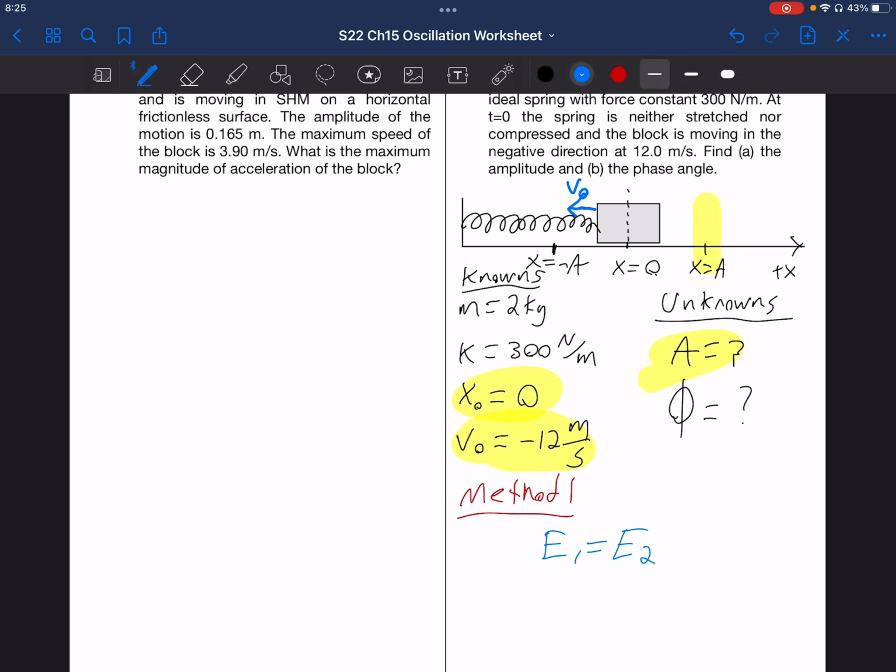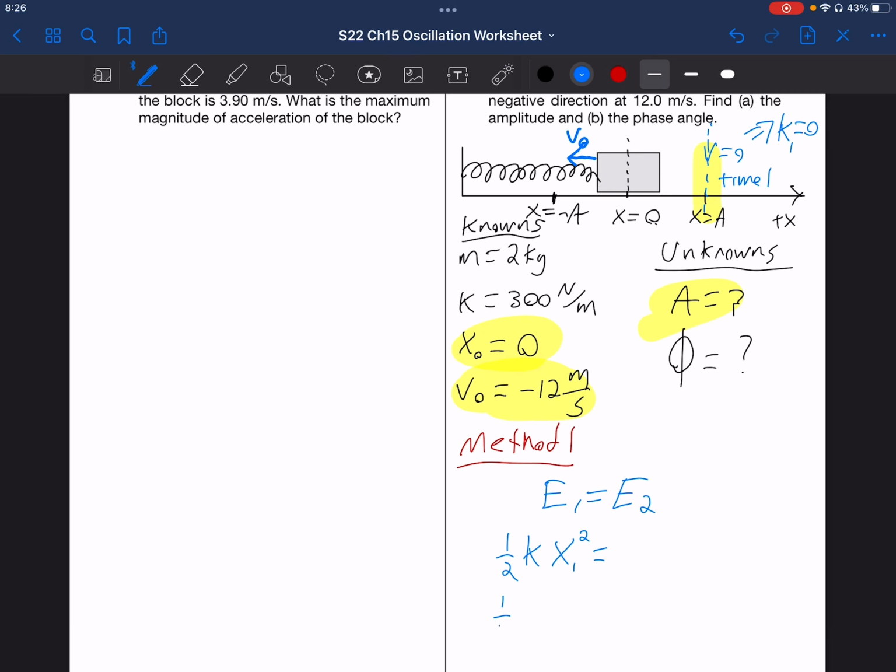At that location, my velocity goes to 0, right, because I'm turning around at that location. So if my velocity is going to 0 at that location, that implies my kinetic energy is going to 0 at that location. So if I call that time 1, when I'm at my max amplitude, then my kinetic energy at that moment is 0, and so all of my energy is elastic potential. And we have an equation for that, 1/2 times the spring constant times our position at that moment in time squared. And our position at that moment in time, we know that's our amplitude, which is our unknown. That's what we want to solve for. That's one of our unknowns, at least.